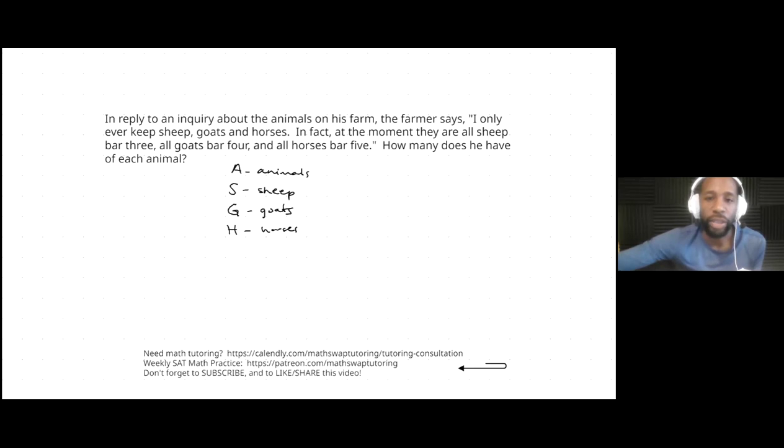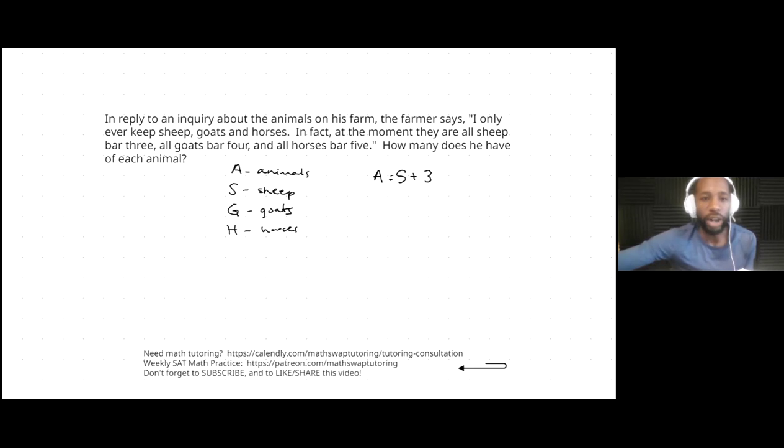Okay, so let's see. They are all sheep, bar three. So the animals is equal to the sheep. They're all sheep except for three of them. Okay, so how do you say that? They're all sheep except for three. So to me, I think that's a plus three. I was going to say sheep minus three, but no, it wouldn't be sheep minus three. So you have the animals are equal to sheep plus three. So this will be all the animals.